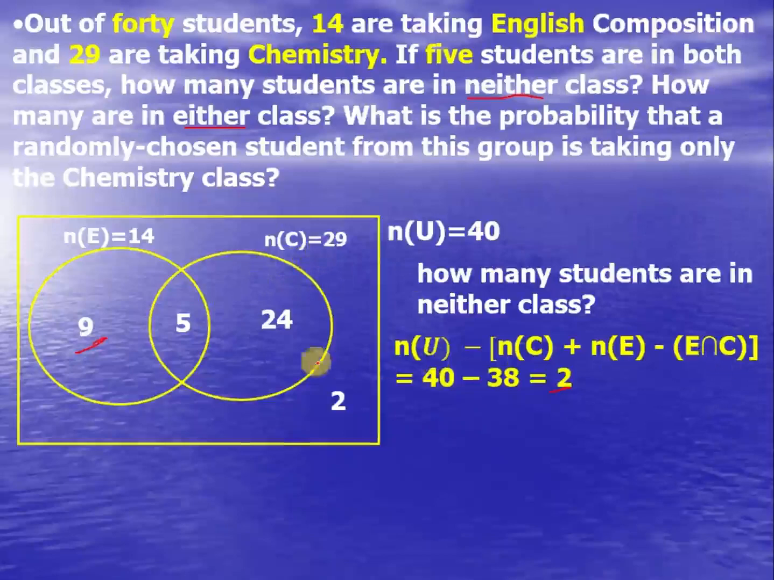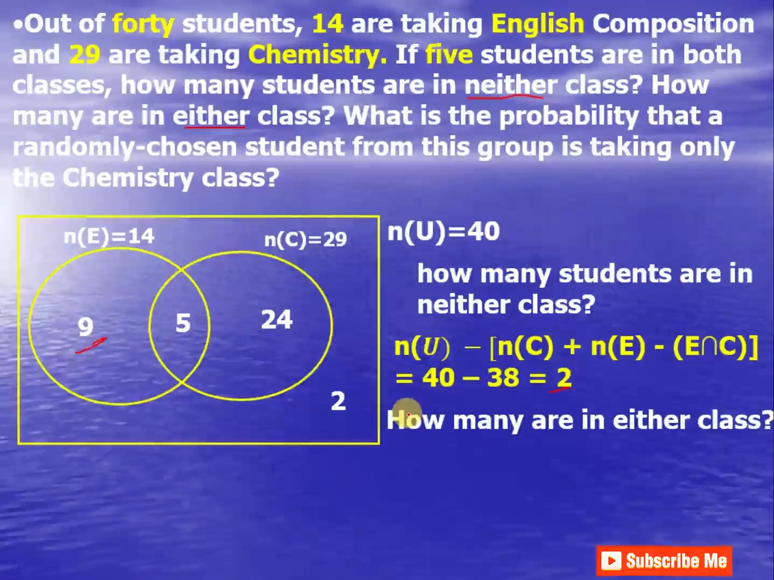So when you take 14 plus 29, that will give you 43. And 43 minus 5 will give you 38. Please pause the video and try to comprehend it. So 38. Now you take 40 minus 38, which will still give what? 2.